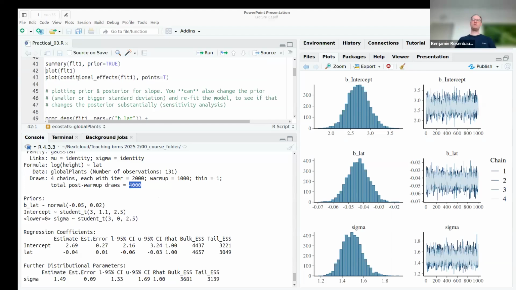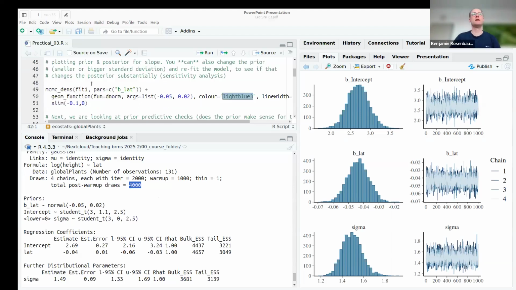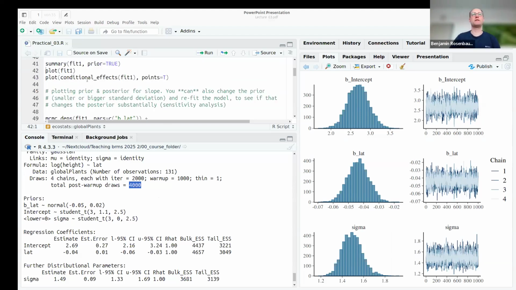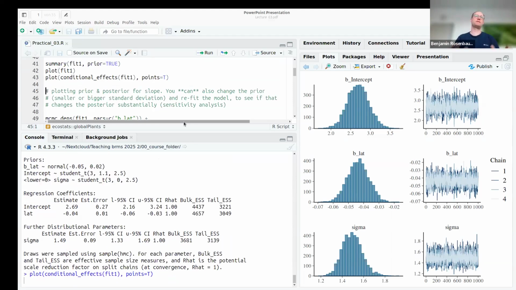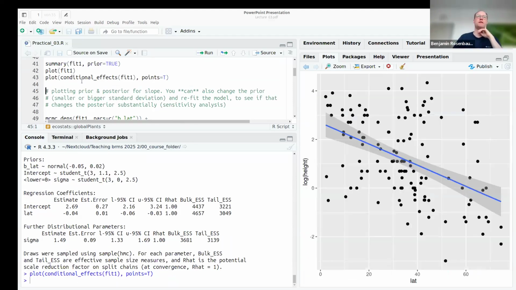Okay, now first step, MCMC converged. Second step, we can look at if this is a good model, but we can always check this with the conditional effects here, just to have a first look at how the model and the data match up.